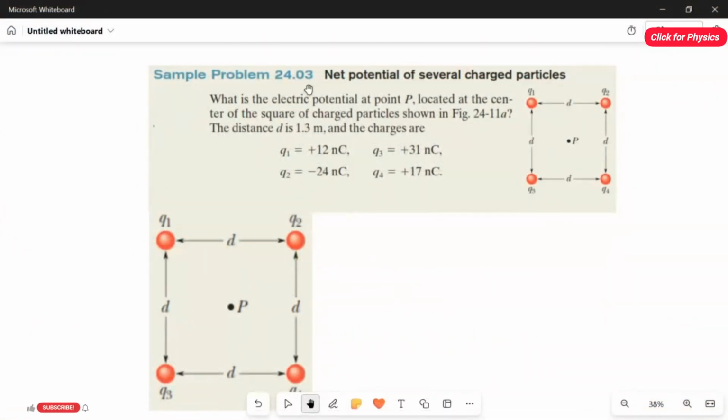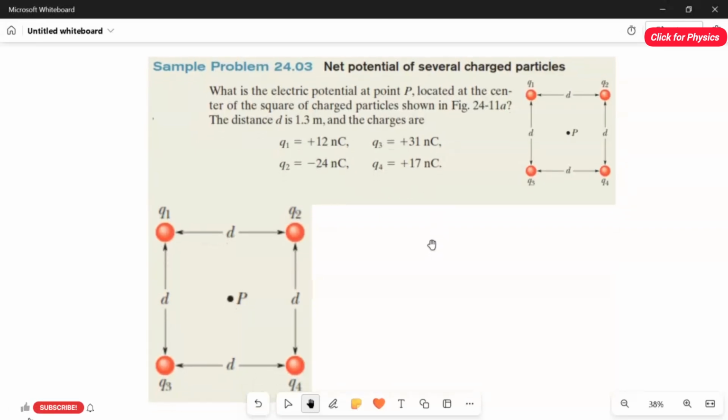Sample problem 24.03. What is the electric potential at point P located at the center of the square of charged particles as shown in the figure? The distance d is 1.3 meter and the charges are q1 equal to 12 nanocoulomb, q2 which is equal to minus 24 nanocoulomb, q3 which is equal to 31 nanocoulomb and q4 which is equal to 70 nanocoulomb.